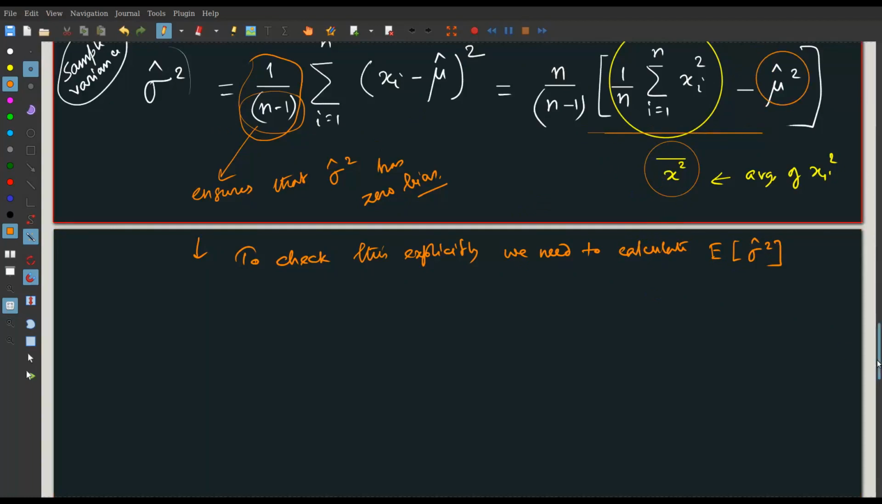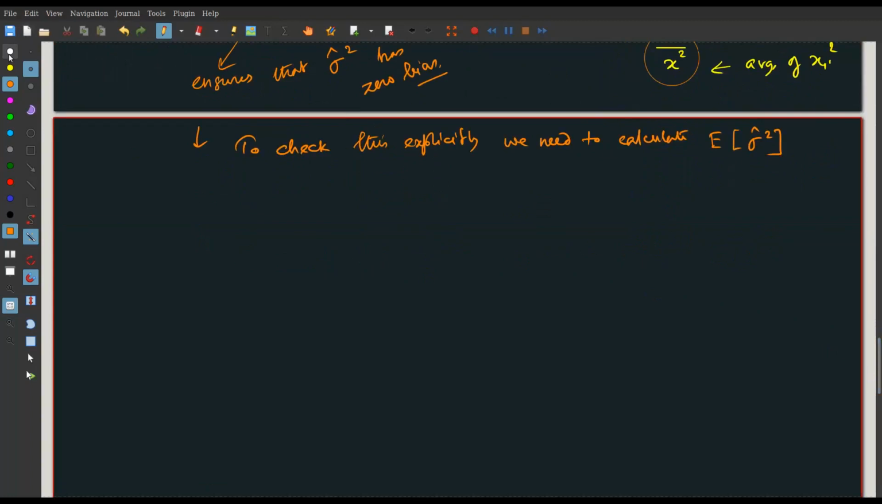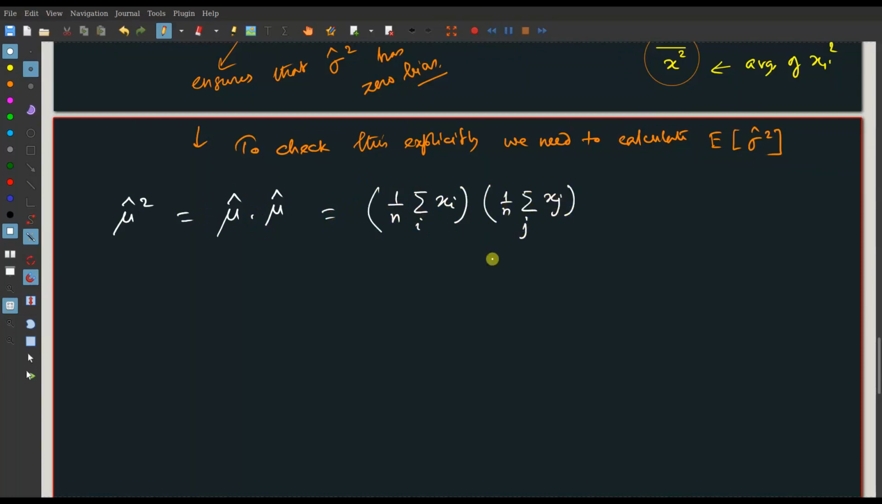So first of all, let us try to see what this mu square is. This mu square is mu hat times mu hat, where mu hat is the estimator. The first mu hat I may write as the summation over i of xi. Then I can no longer use i because it's a dummy index which I have exhausted, so I write j, summation of xj. So this is my mu times mu.